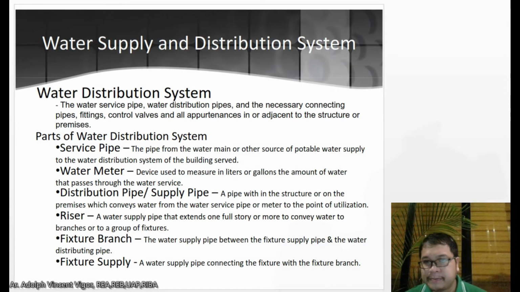Okay, so we're going to discuss the water supply and distribution system, which would be the hot and cold water system. This topic is really important, especially in your future practices as architects.